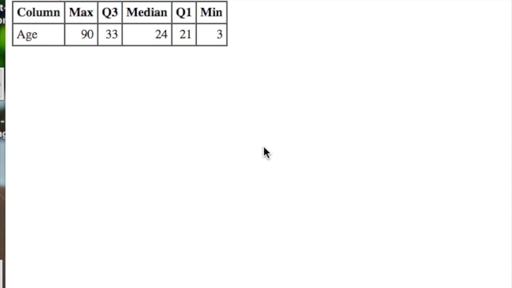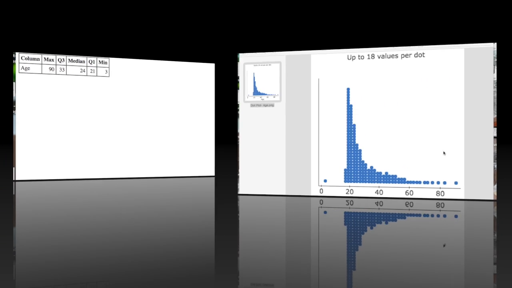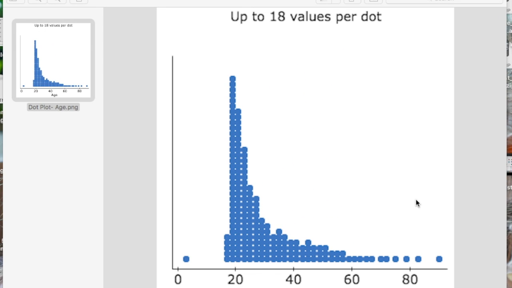And here we have the summary statistics for age. We have the max at 90, in order: quartile 3, 33, median 24, quartile 1, 21, and the minimum of 3. Okay, and here we have the dot plot for age, this being unimodal, I would say, and also skewed to the right, the age below here.